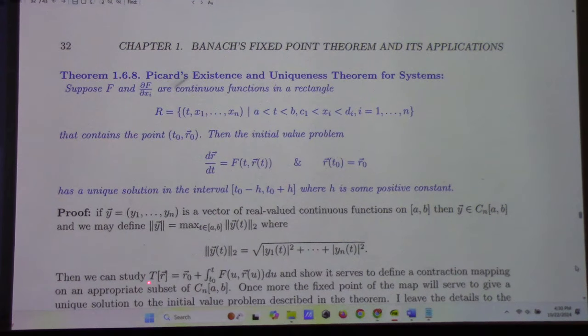And then we could study T of r equal to r naught plus the integral from t naught to t of f of u, r of u du. And if we could show that that was a contraction map, then the fixed point of this operator would then be a solution to this initial value problem right here, through pretty much the arguments I started today with. But now we're talking about a system of differential equations, right? Because r has 1, 2, 3, n component functions. So this is a system of differential equations, technically.